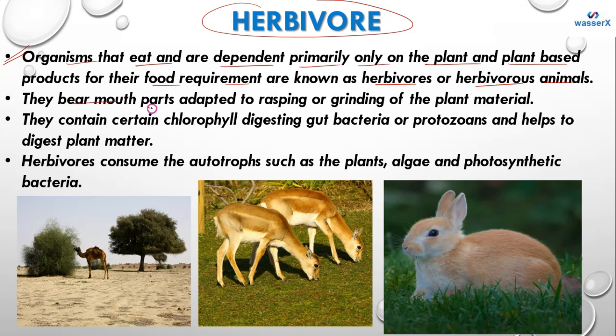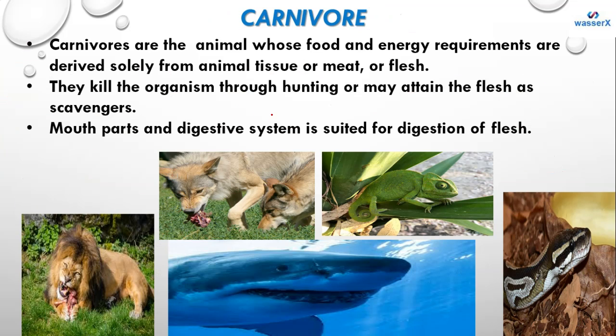They bear mouth parts adapted to rasping and grinding of plant material, the way nature has created them. They contain certain cellulose-digesting gut bacteria or protozoans, and that helps to digest plant matter. Herbivores further consume autotrophs such as plants, algae, and photosynthetic bacteria. Okay, so next I'll take you further here, students.